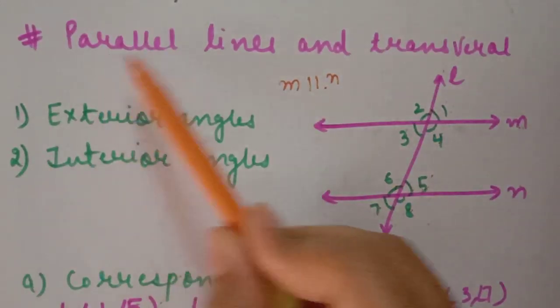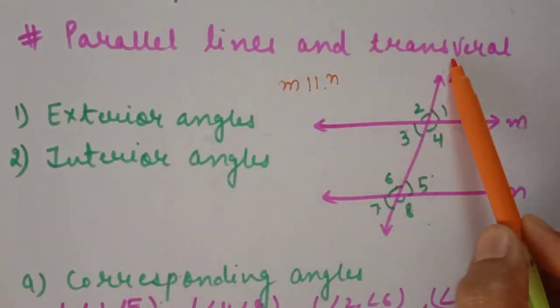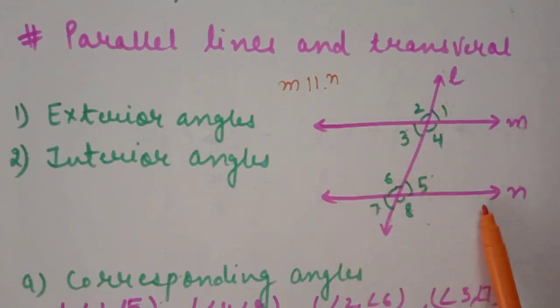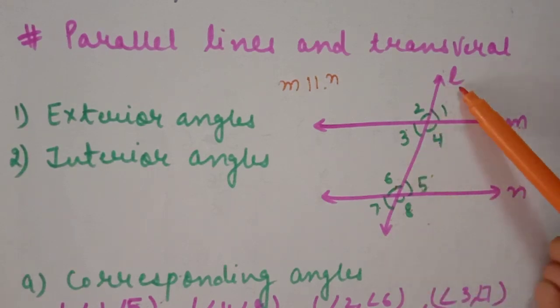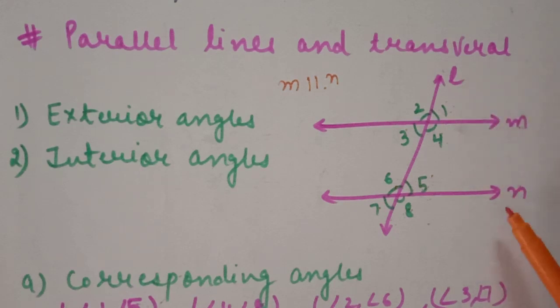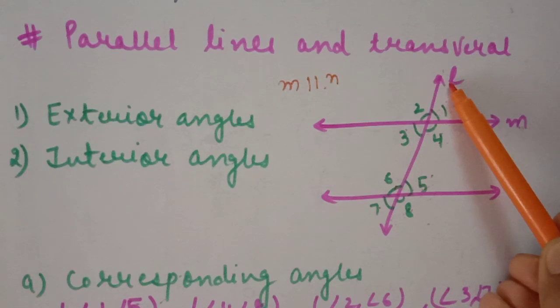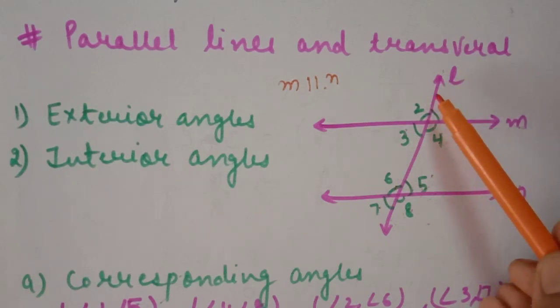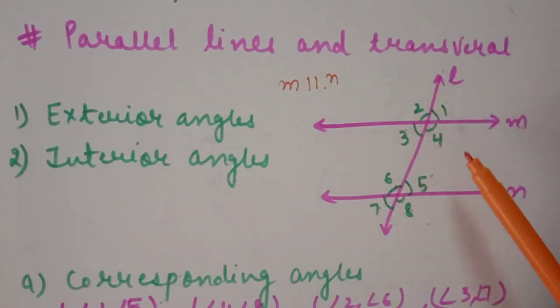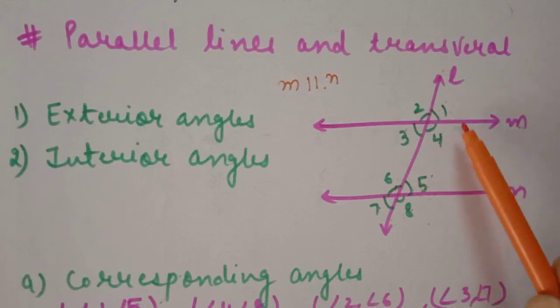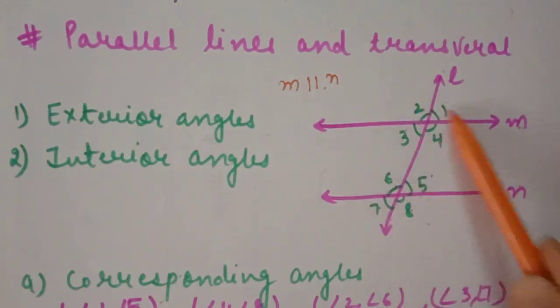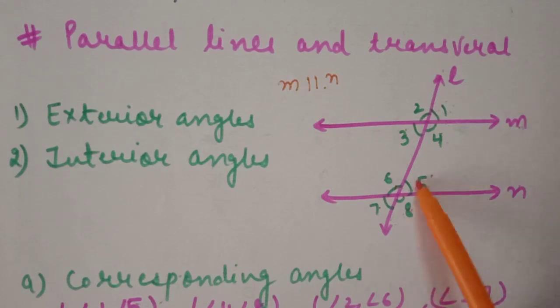Next topic is parallel lines and transversal line. When two straight lines are parallel to each other and a third straight line cuts these two parallel lines, we call it a transversal line. So here M and N are parallel lines and L is a transversal line. Now we will revise all types of angles which these lines have. We have 8 angles in it.